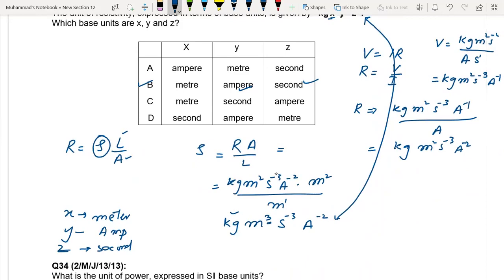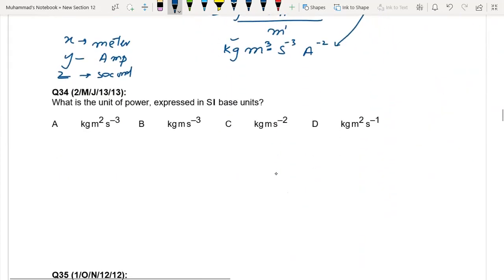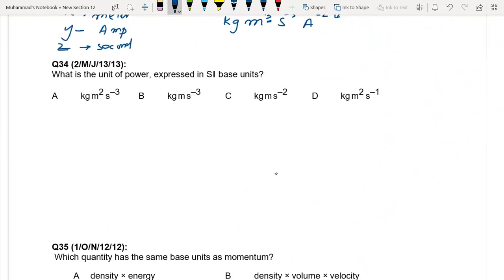You have done this in your O-level class. So then you have to put unit of resistance, length, and ampere, area, and you have to compare these two expressions. What is the unit of power? This is a very simple question. You have already done that.